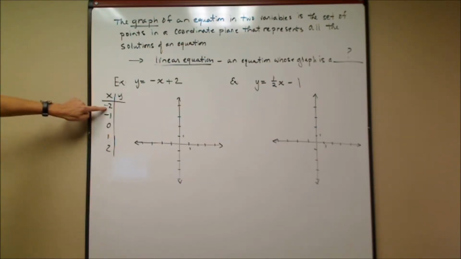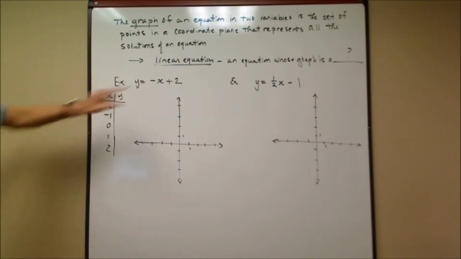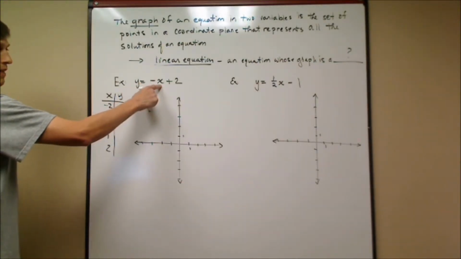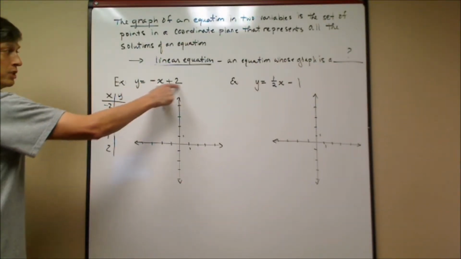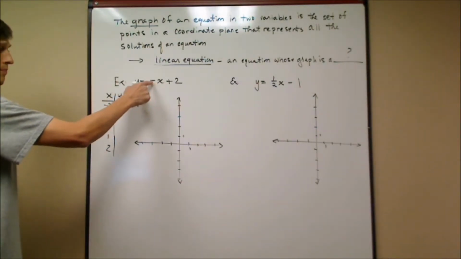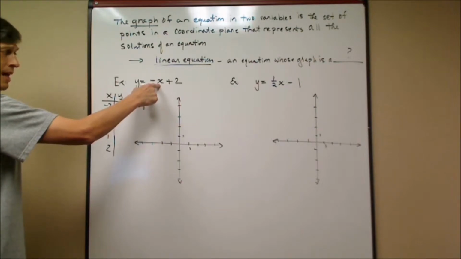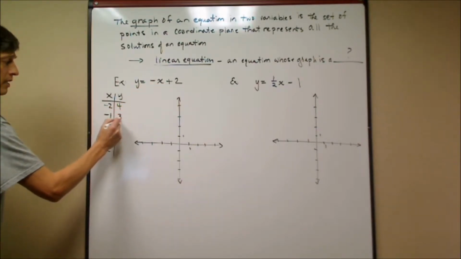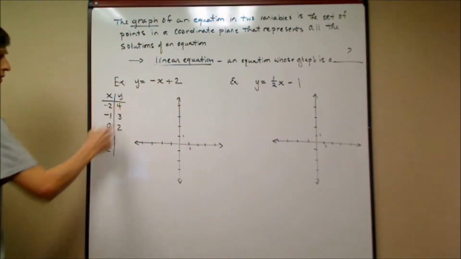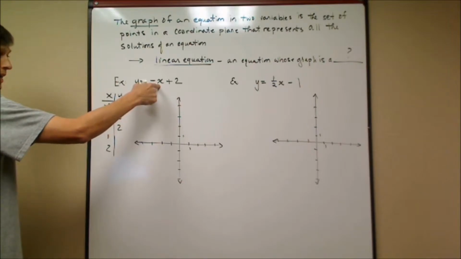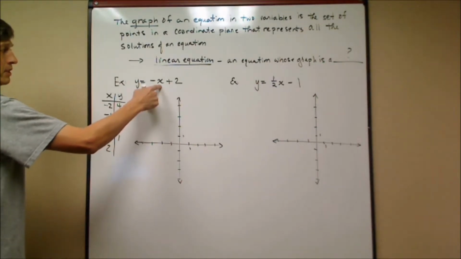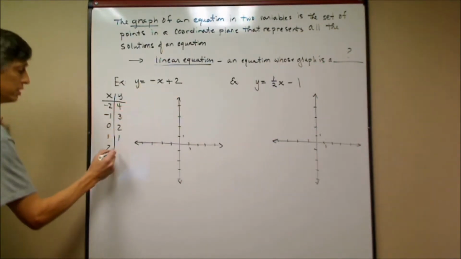So if I substitute negative 2 in for x, I want to determine what y has to be to make that true. So if I plug negative 2 in here, the opposite of negative 2 is 2, plus 2 is 4. Y would have to equal 4. If I plug negative 1 in, the opposite of negative 1 is positive 1, plus 2 is 3. If I plug 0 in, the opposite of 0 is 0, plus 2 is 2. If I plug 1 in, the opposite of 1 is negative 1, plus 2 is 1. And if I plug 2 in, the opposite of 2 is negative 2, plus 2 is 0.